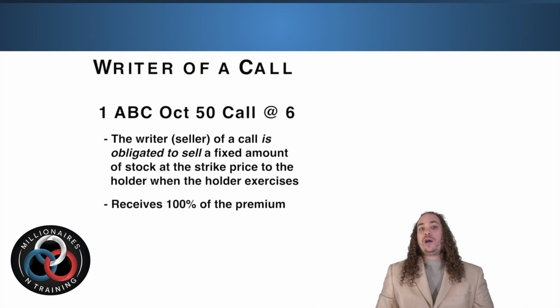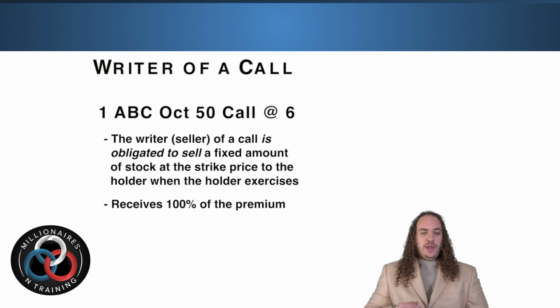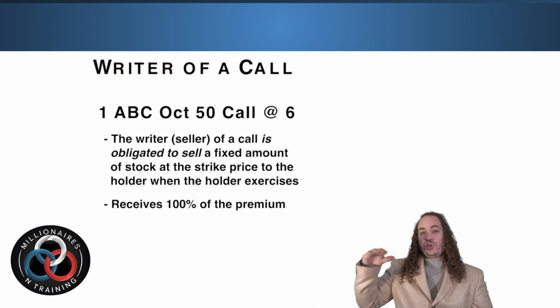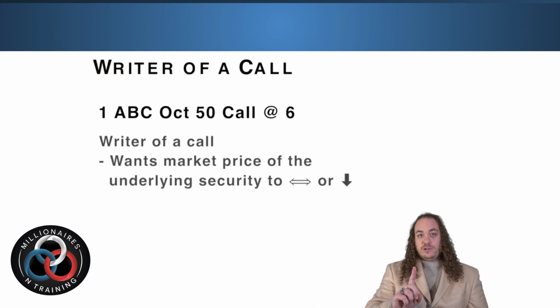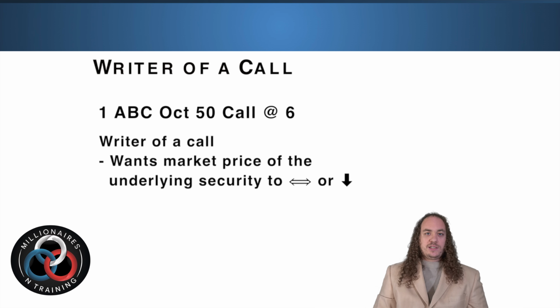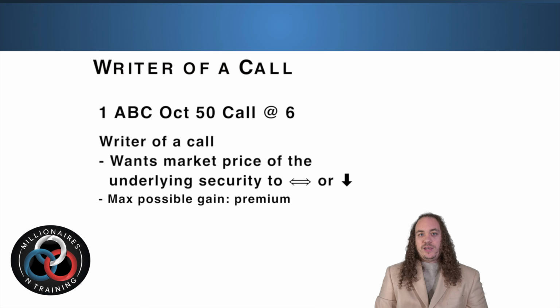So what are the writer's market expectations? They want the market to stay flat, consolidate, or if anything, go down. If the option is not exercised, the writer will get to keep 100% of the premiums received, in this case $600. That represents the writer of a call's maximum possible gain, the total premium received.